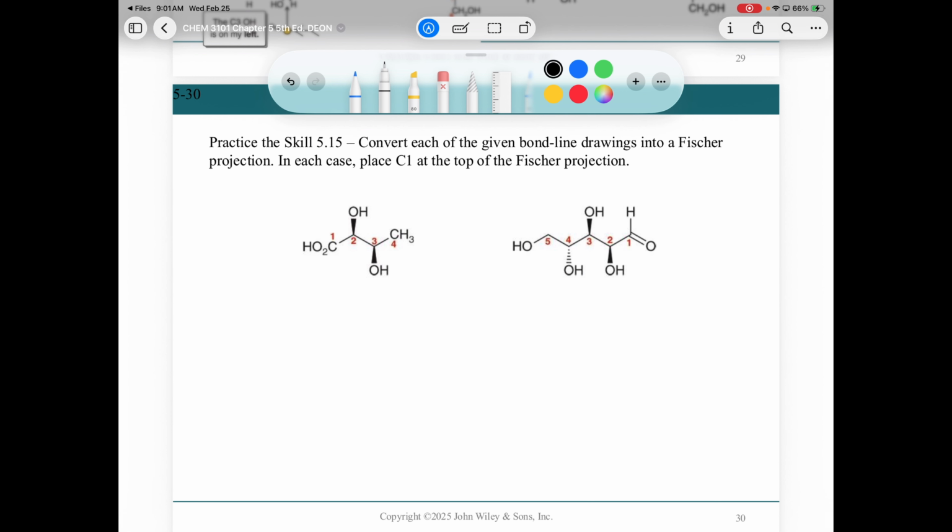All right, so let's see if we can do a bond line drawing of, we'll just do the one on the left for now. So we have our most oxidized carbon, number 1 at the top. So we have CO2H. Carbons 2 and 3 are chiral centers. So we'll say carbon 2 is a chiral center, carbon 3 is a chiral center. Then we have our CH3 group down here. So I'll put the numbers the way he has them, 1, 2, 3, 4.